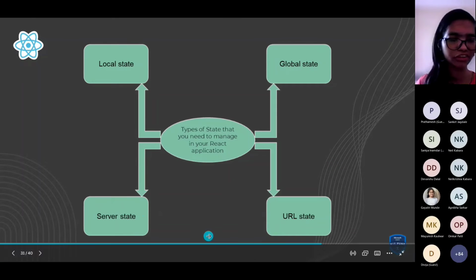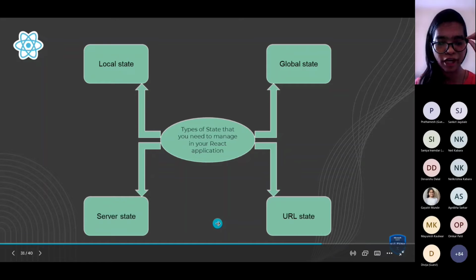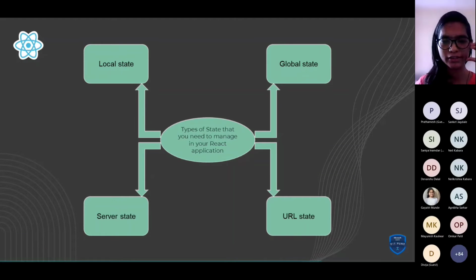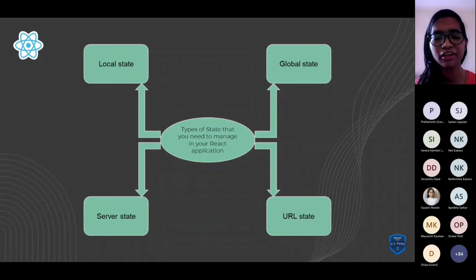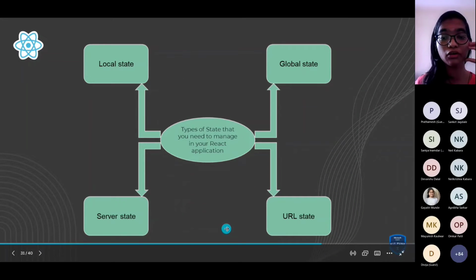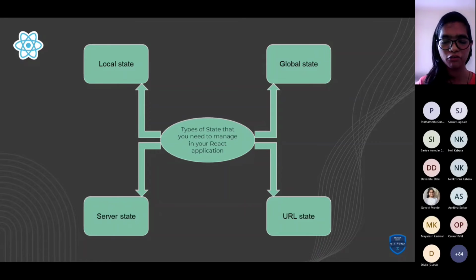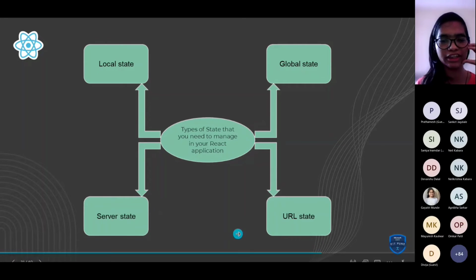The server state is just the state that you get from an external server, and a URL state is all of the parameters or the path name that you get in your URL. Now, we will be focusing on how to manage this global state in React, and there is a way of doing so using the context API.